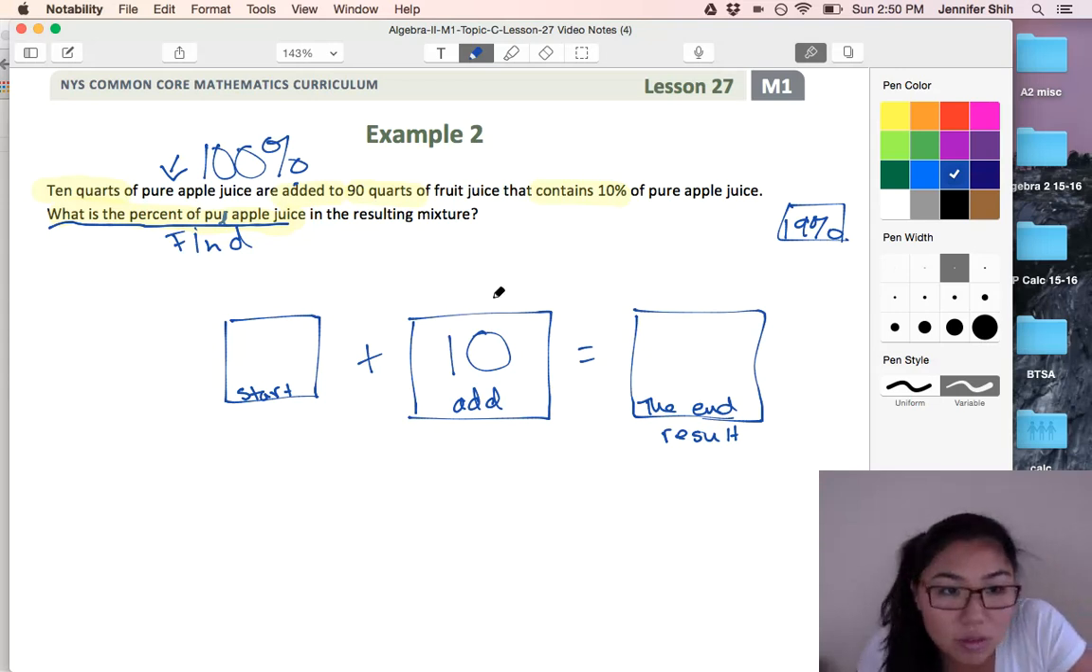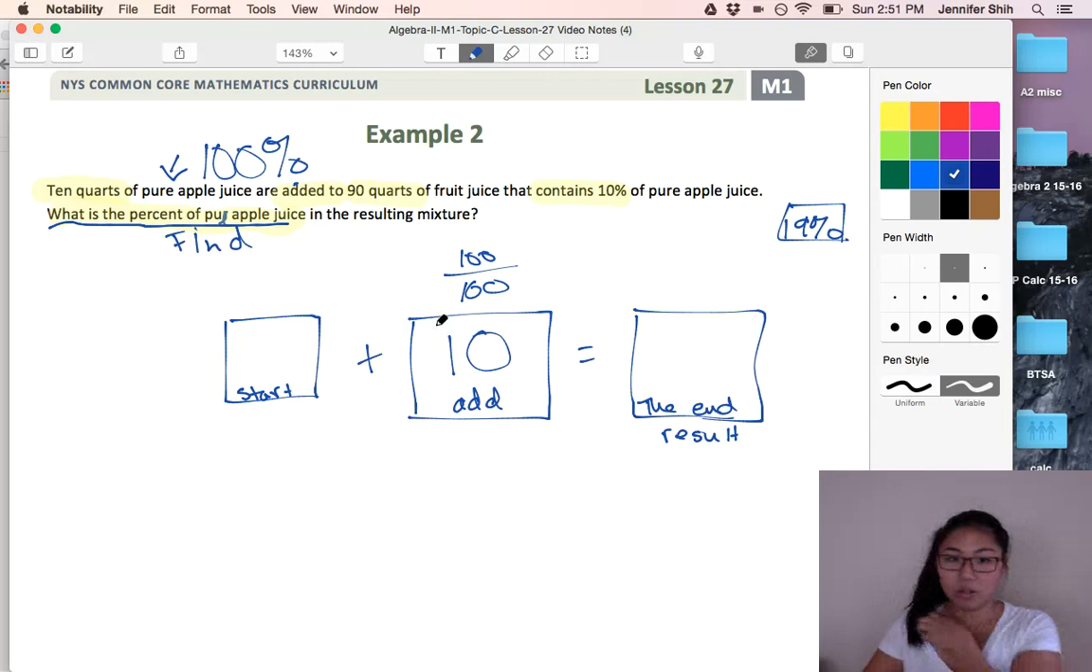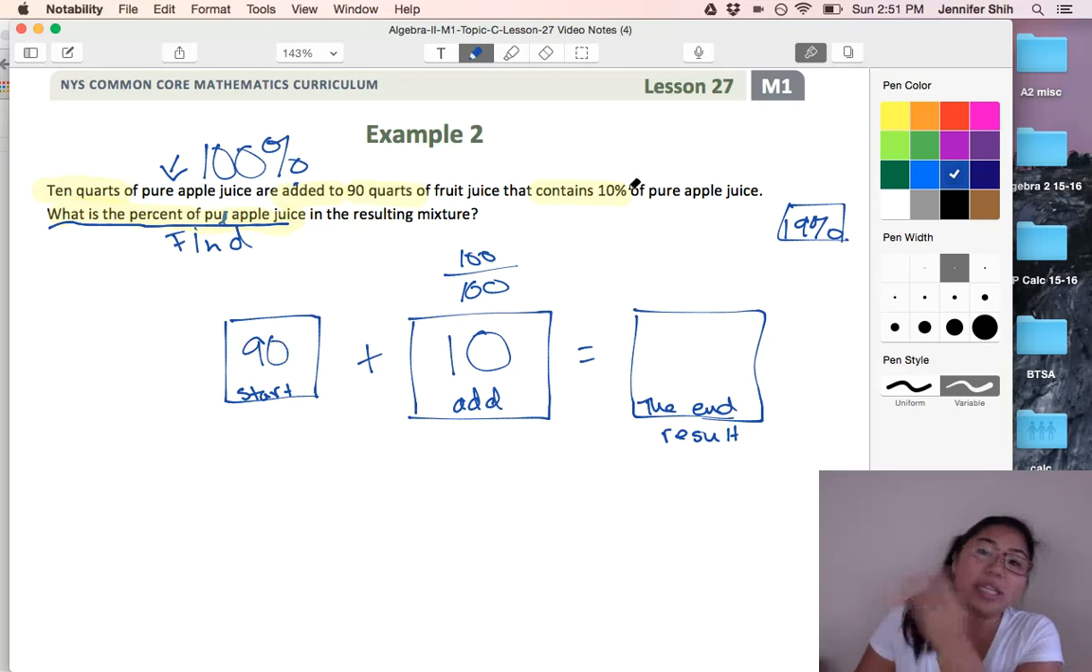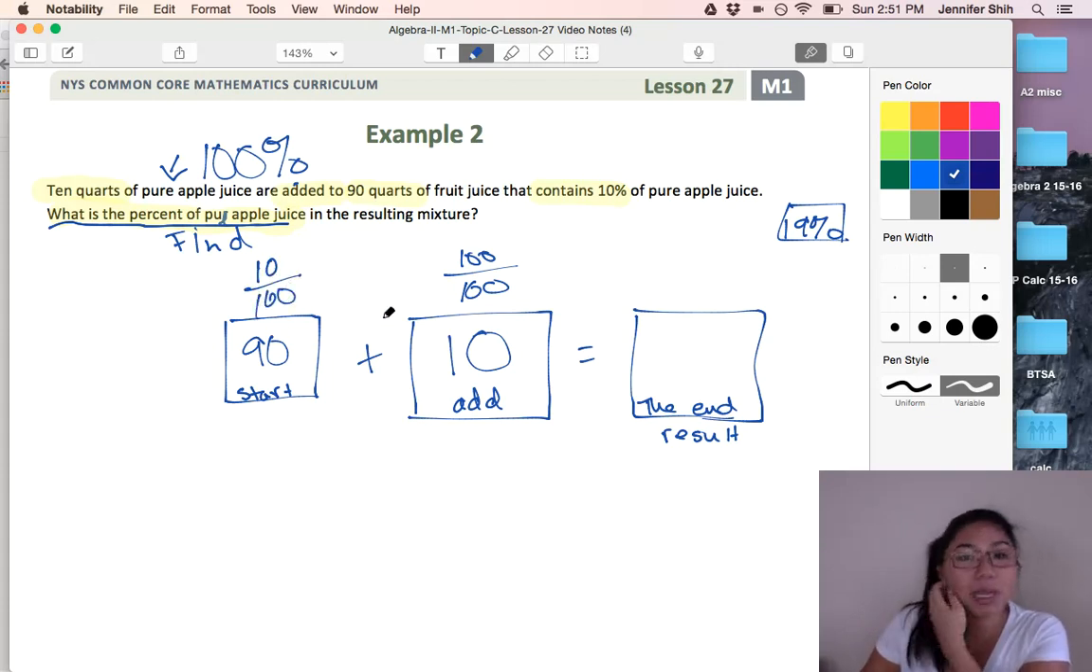Okay, 10 quarts of pure apple juice are added to 90 quarts. So 100%, I'm going to write it as 100 over 100. 100%, which is another 100. And my original bucket contained 90 quarts, but it was only 10% apple juice. So instead of writing percent signs, I'm going to write 10 per fraction bar cent, which is 100. And the result, what is the percent of pure apple juice? That's my find. So I'm going to put an X there.